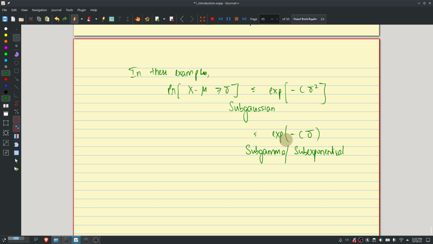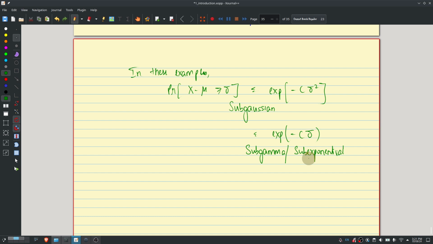And again, you can guess where this comes from. If you take an exponential distribution and find the tail probability, then that just happens to be e to the minus some constant times delta. Yes, an exponential distribution is sub-gamma or sub-exponential. The gamma distribution in general is sub-gamma or sub-exponential, but these are not sub-Gaussian. So every sub-Gaussian distribution is sub-gamma because they have faster decaying tails.